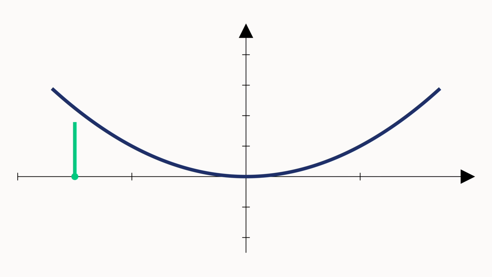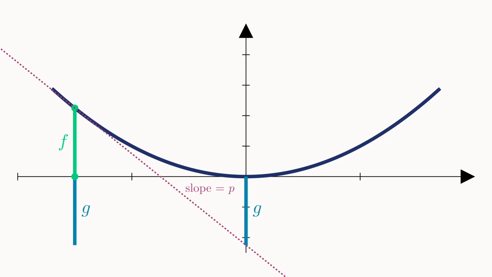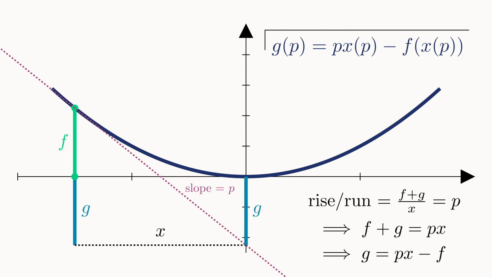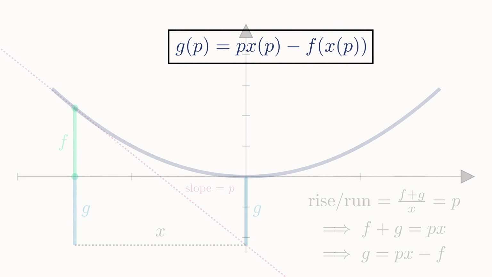So taking this into account, we'll now call this line f, which is just the line from x to f of x, and also define the value g as the negative of the y-intercept. Then recalling that p was just the derivative, we can use simple geometry to relate g and f. Finally, we arrive at a new function that truly retains all the information of the original. And this new function is the Legendre transform of f.